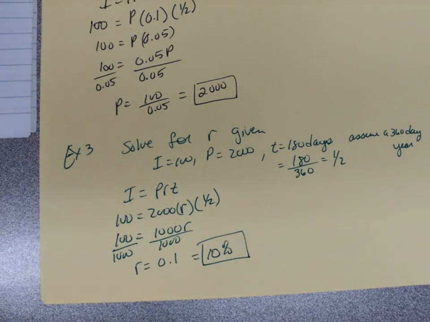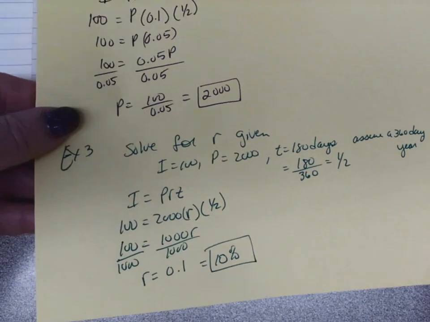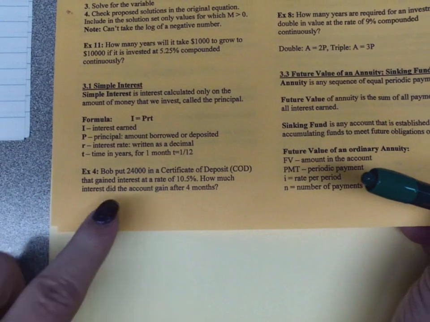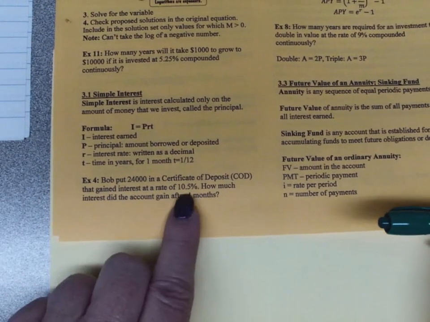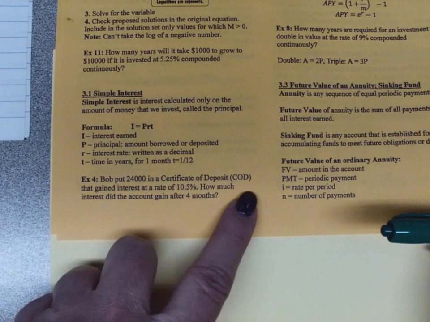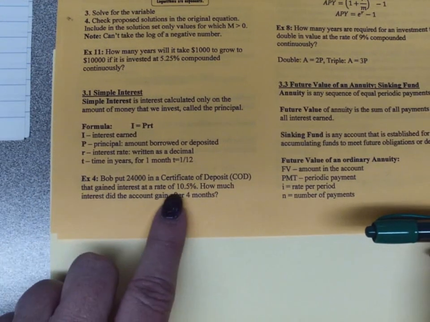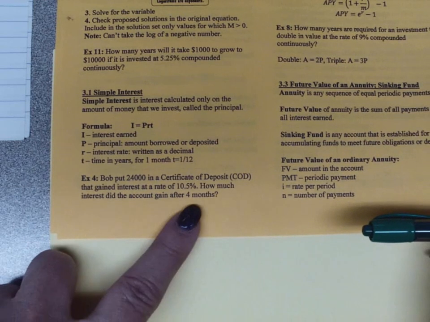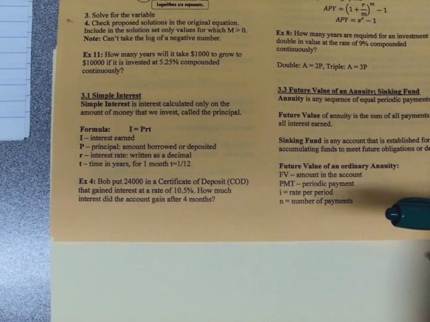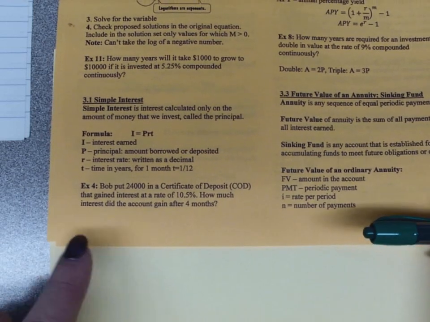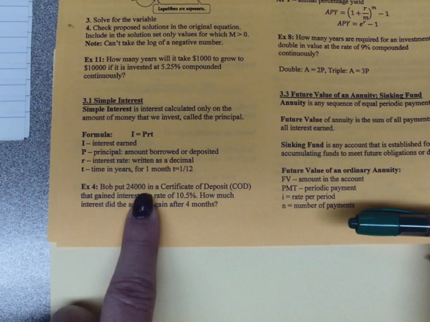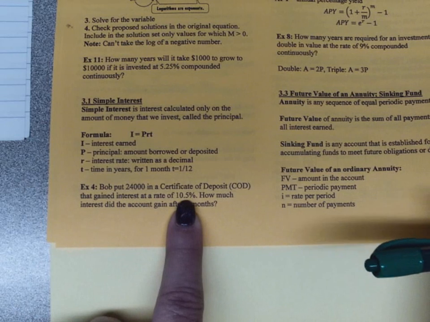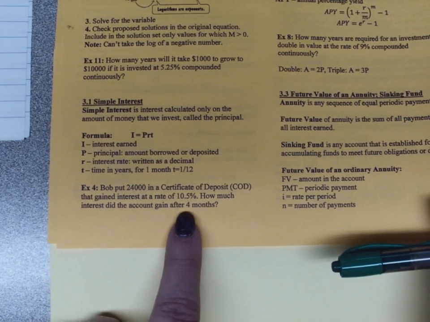All right, example 4 is going to be on our handout. So we have Bob. He put $24,000 into a certificate of deposit, also known as a CD, that gained interest at a rate of 10.5%. How much interest did the account gain after 4 months? So again, you're looking at using simple interest until they tell us otherwise. So we have our $24,000 is going to be our principal. We have our R, which is our rate, and the amount of time is 4 months.